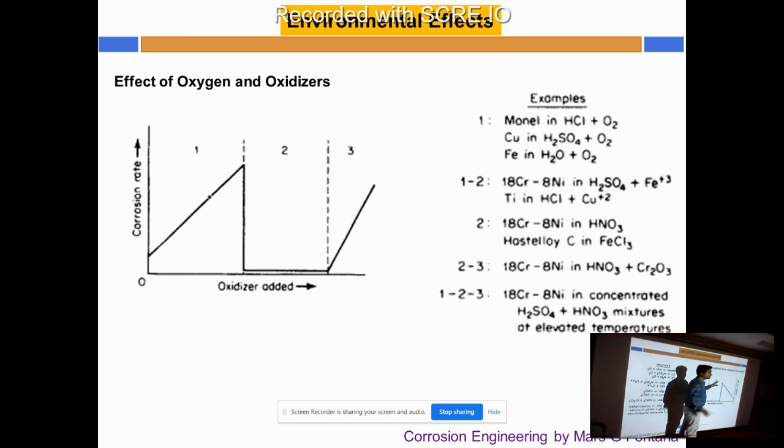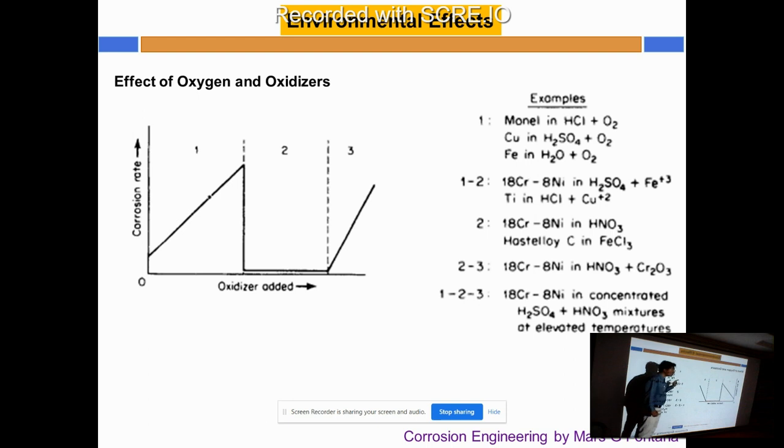So look, there are three sections I have: 1, 2 and 3. Look at the example for section 1. Monel in HCl plus oxygen. I have added the oxidizer. In case of an oxidizer, Monel in HCl solution will always show an increasing trend of corrosion rates. Similarly, one more example: copper in sulfuric acid, iron in water. If I add oxidizers like oxygen, they always show tendency 1. That means they always increase.